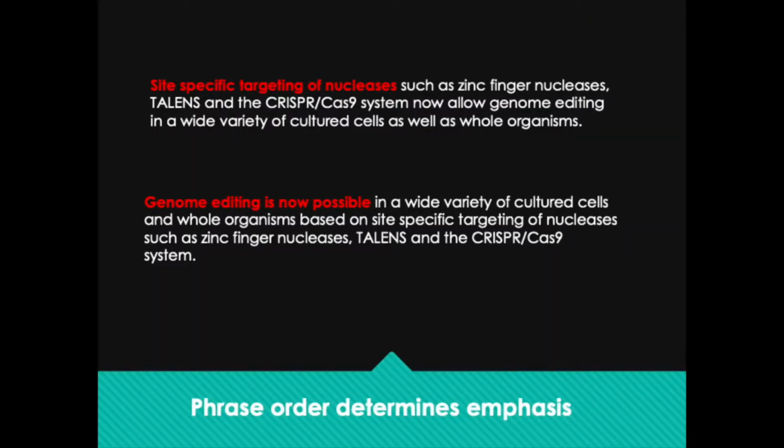Now, however, if you write the same sentence in a different order and it says genome editing is now possible in a wide variety of cultured cells and whole organisms based on site-specific targeting of nucleases such as zinc finger nucleases, TALENs, and CRISPR-Cas9 system, then the emphasis is on genome editing is now possible. So which one do you want the readers to take away as the key message?